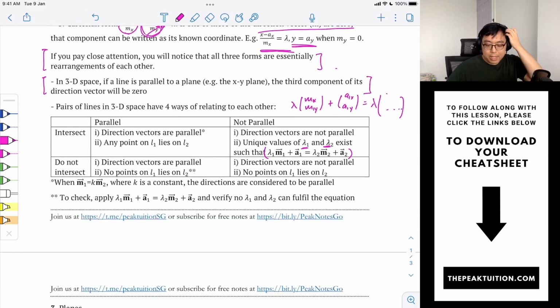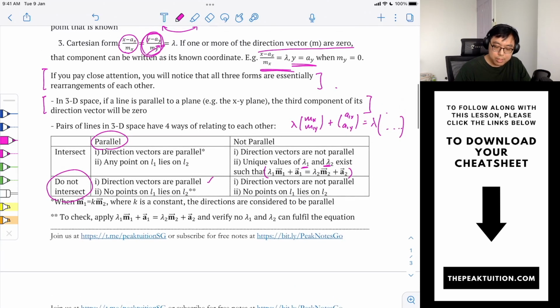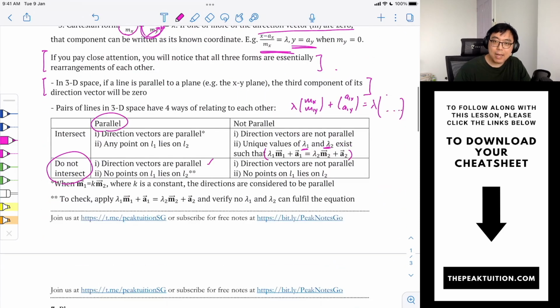Okay, next, if they're parallel and they do not intersect, then the direction vectors are parallel. That means the 2 m's are a scalar multiple of each other. The 2 m's do not necessarily have to be the same for them to be parallel. They can also be scalar multiples. We talked about this for the definitions of vectors earlier. When they are not intersecting, that means none of their points will actually lie on each other, because it's 2 parallel lines. They are not the same line.